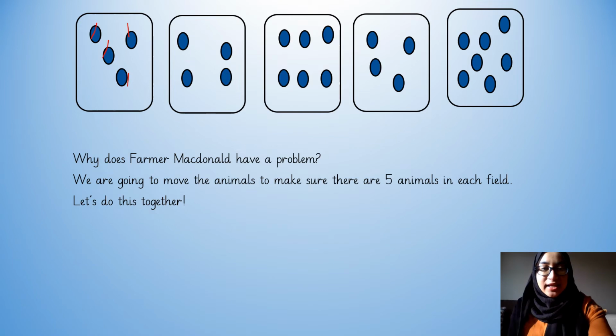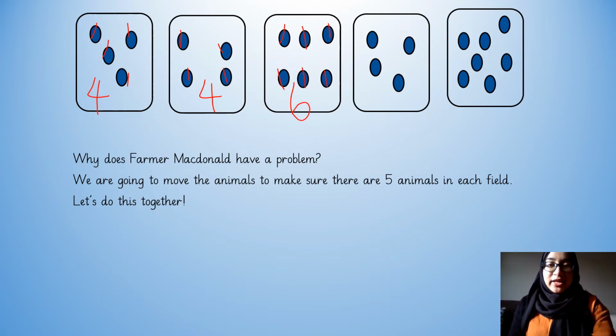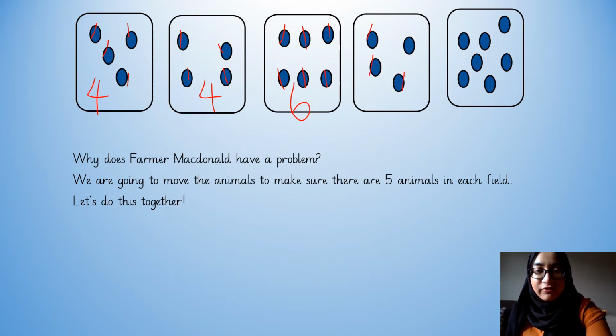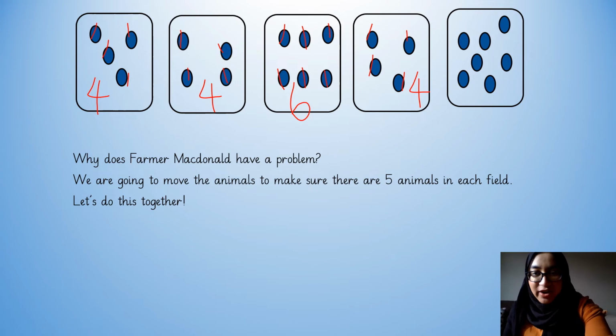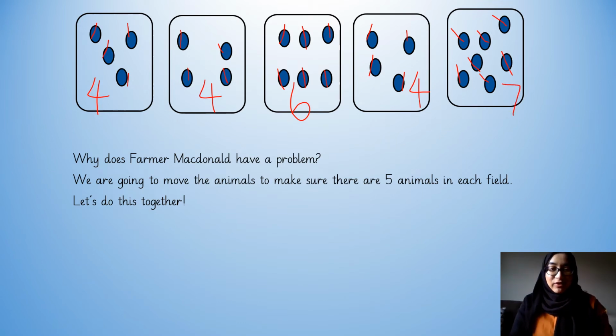1, 2, 3, 4. We can see 4 animals in the first field. How many can you see in the second field? 1, 2, 3, 4. 4 again. How many can you see in the third field? 1, 2, 3, 4, 5, 6. Oh, we can see 6 animals now. How many can you see in the fourth field? 1, 2, 3, 4. And how many can you see in the last field, in field number 5? 1, 2, 3, 4, 5, 6, 7. You can see 7 animals in the last field.